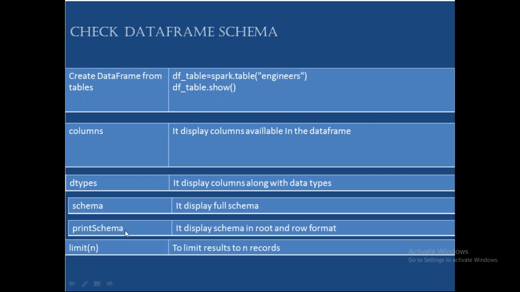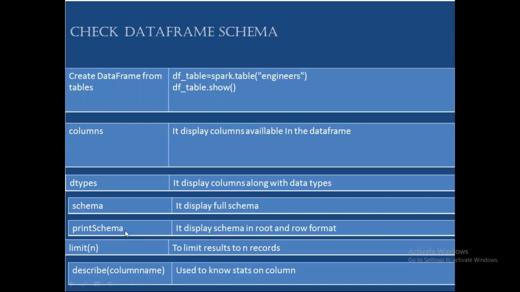Limit of n: you are getting a lot of records, out of which you want to limit your results to 2 or 5 or 10, some number. If you want to limit your result, you can use limit. Describe: let's say I have a salary column. When you say describe of the salary column, it will give you the min salary, max salary, standard deviation, and all other information with respect to that salary column.